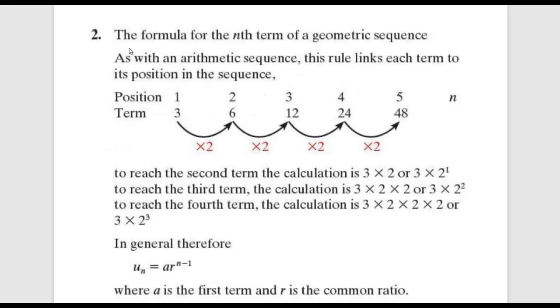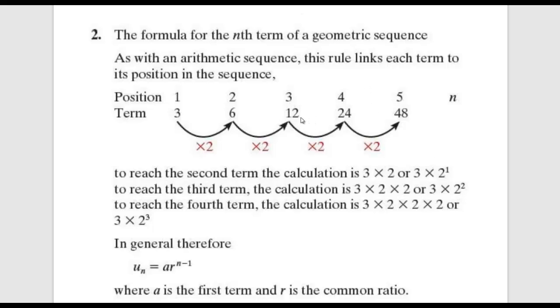The second method is to find the nth term in the shape of a general formula. Now you can observe that the second term, which is 6 here, is obtained by multiplying the first term by 2. That is 3 into 2. We can write it like this, 3 into 2 power 1.